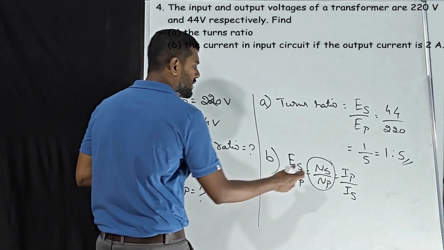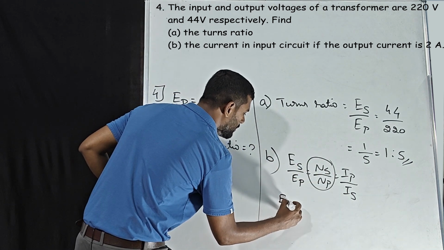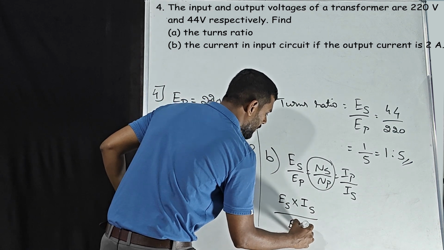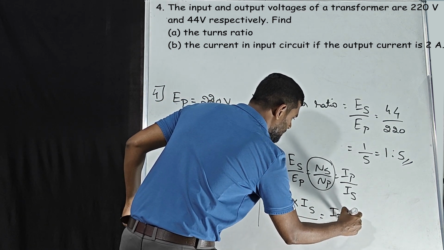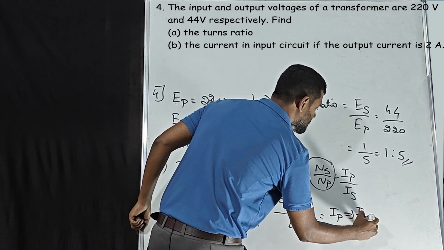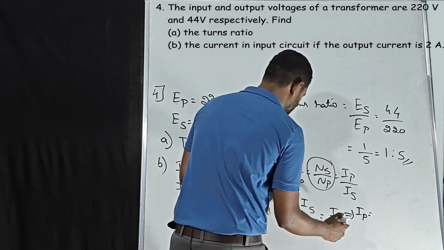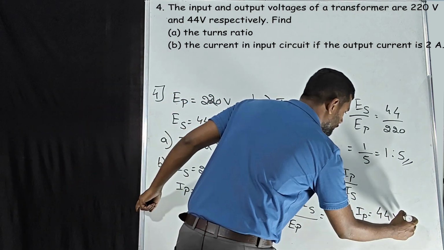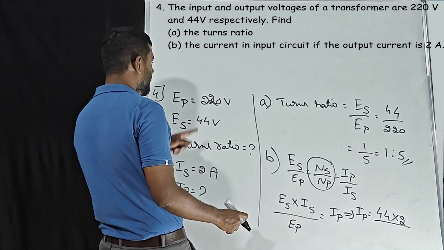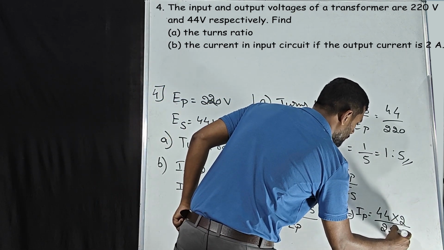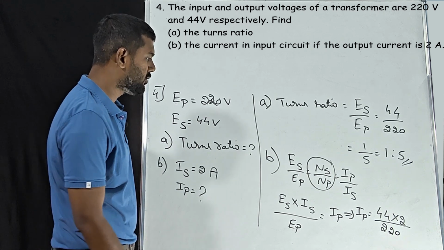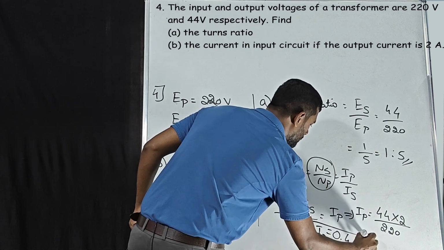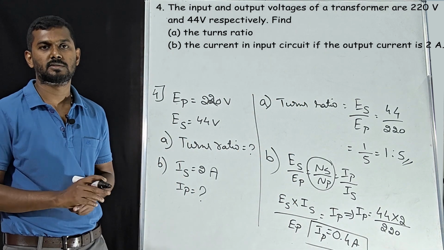We need to find what? IP. So send this IS that side. So this will be equal to IS into ES divided by EP is equal to IP. Substitute the values. So IP is equal to ES. What is ES? That is 44. What is IS? That is 2. Divided by what is EP, that is 220. So this will be 88 divided by 220. Answer will be 0.4 amperes. So IP will be equal to 0.4 amperes.